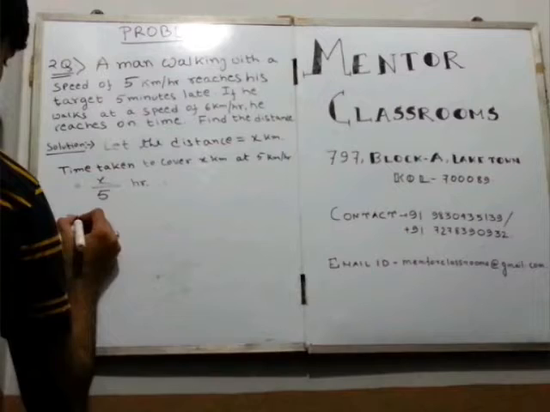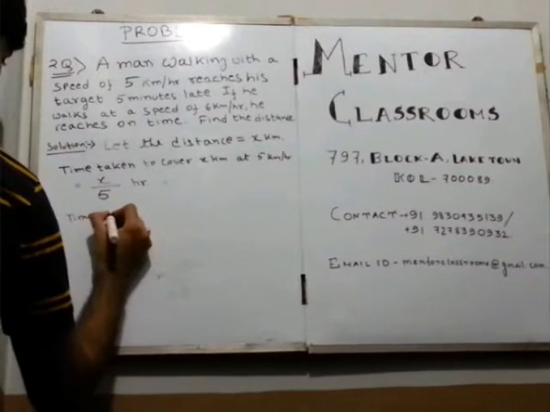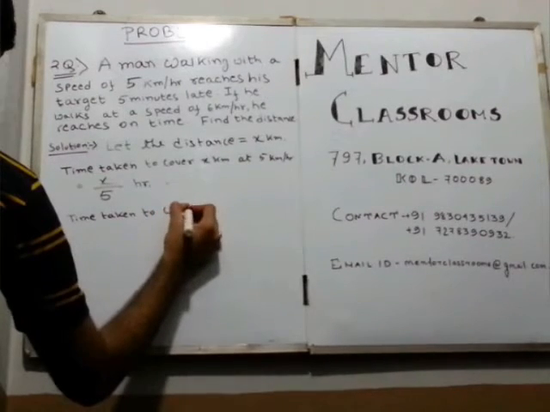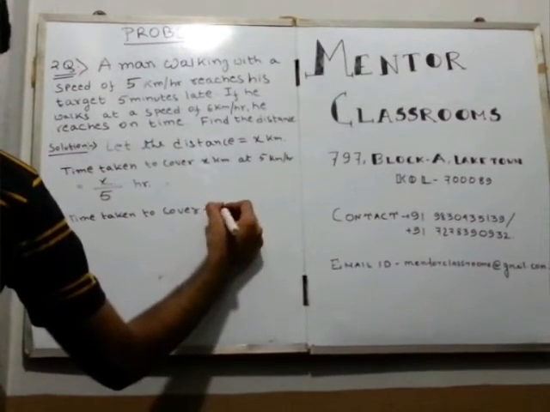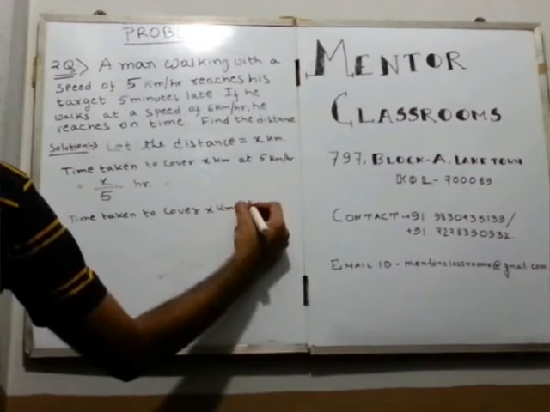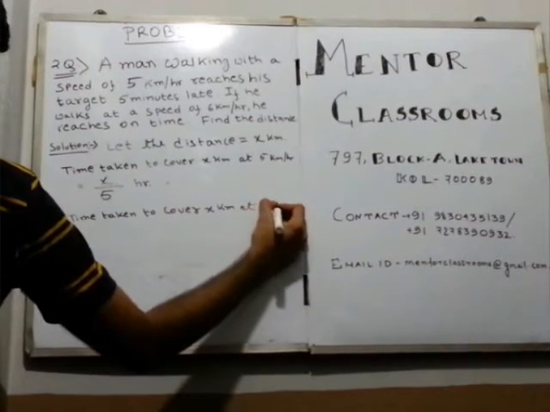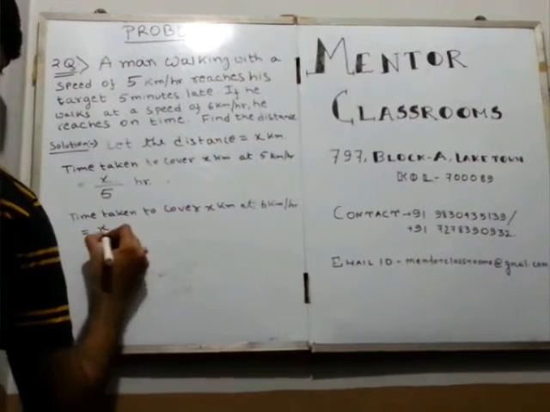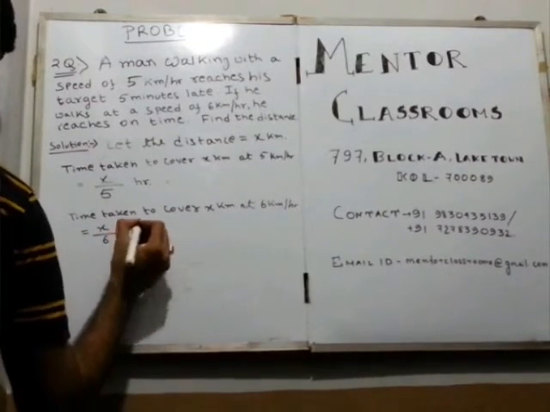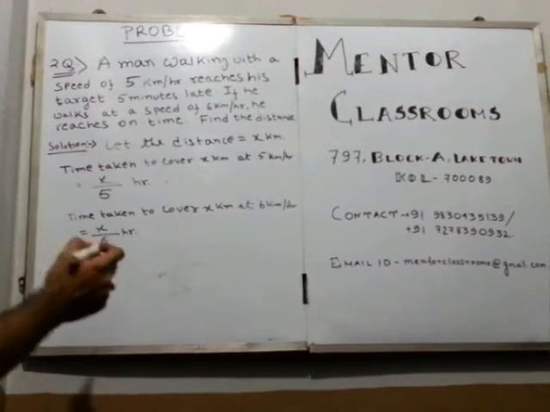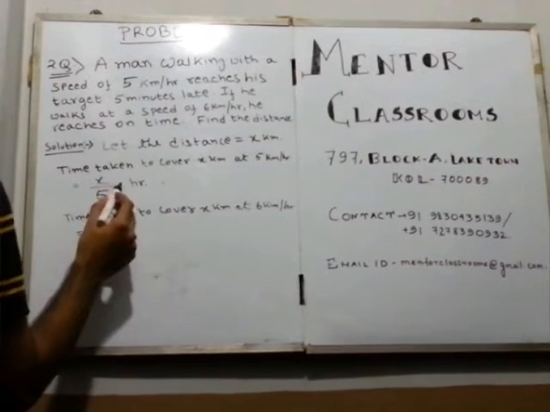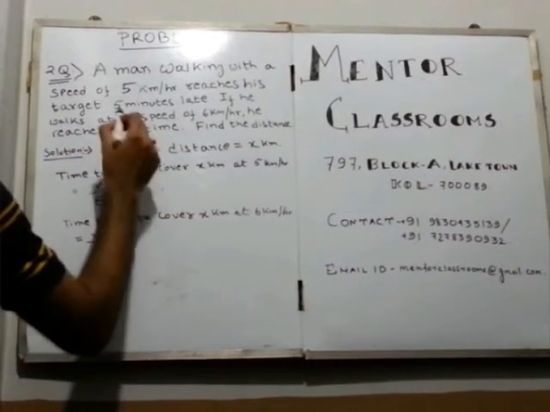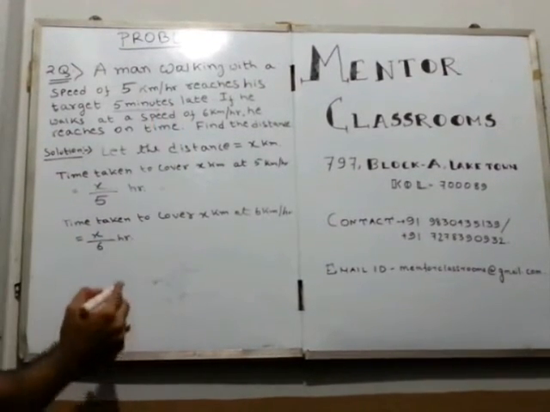Similarly, time taken to cover x kilometer at 6 km per hour equal to x by 6 hour. So it's very clear from the sum that the difference in these two times is our 5 minutes.